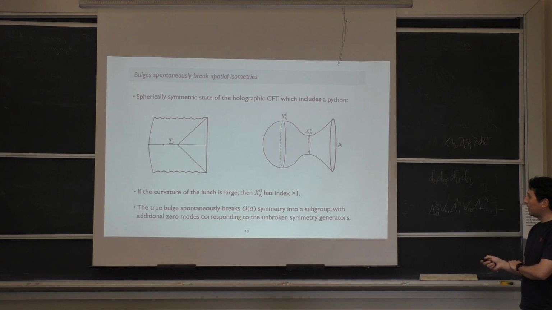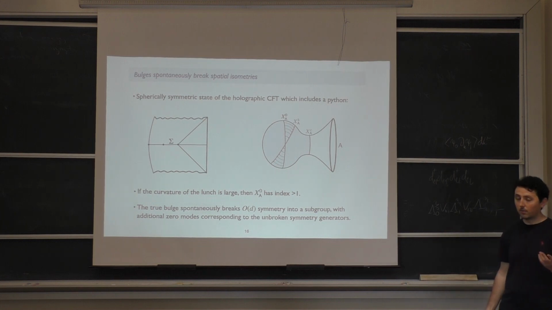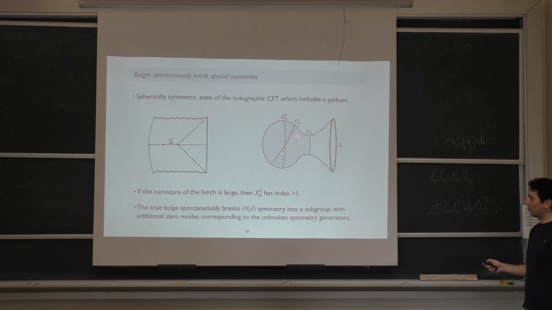Now, this naive surface, if the curvature of the bulge is very prominent, has index larger than 1. The reason is that different modes of the deformation of the surface have negative eigenvalue, decreasing the area to second order. So the true bulge in these situations spontaneously breaks spherical symmetry into some subgroup, and there are additional zero modes, as Jeff was saying before with the S1 case, which connect this infinite set of bulges. These zero modes are associated to unbroken symmetry generators.